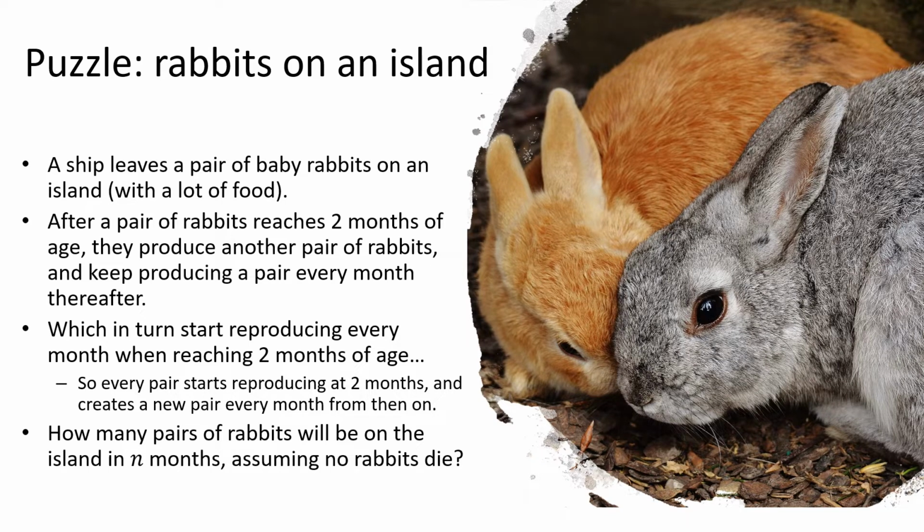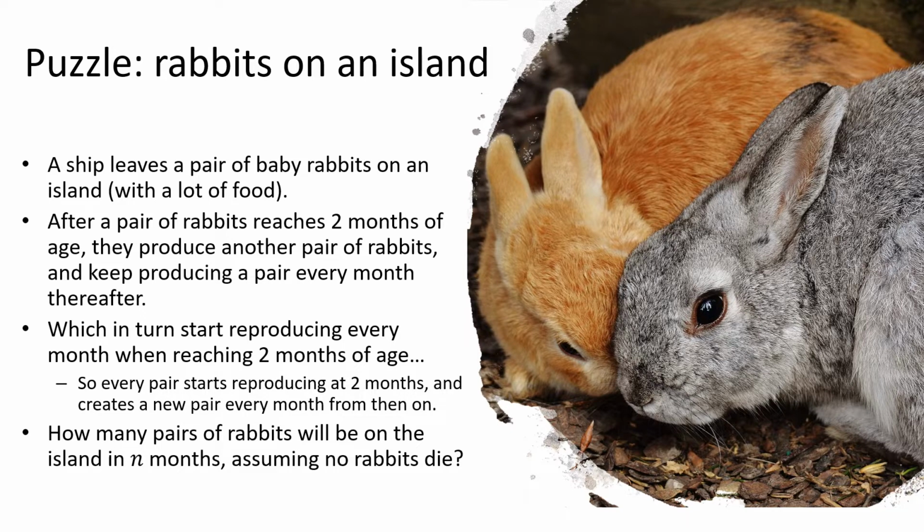So again, things are not biologically realistic here, but oversimplifying, let's say the first pair is producing a pair of rabbits every month after starting at 2 months of age, and the baby rabbits, when they reach 2 months of age, they start producing baby rabbits. So the pair born when the original pair is at 2 months, when they reach 2 months, they produce baby rabbits. So the question is, how many pairs of rabbits will be on the island in n months?